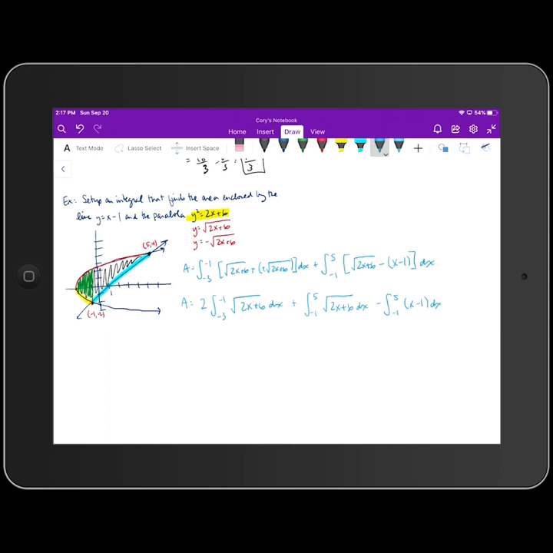Okay, so what I'm going to do to integrate with respect to y is I'm going to solve both of the equations for x. Okay, so when I solve the linear equation for x, we get x is equal to y plus 1. And then when I solve the quadratic equation for x, we would get y squared minus 6 equal to 2x. And then when I divide everything by 2, we get x equal to 1/2 y squared minus 3.